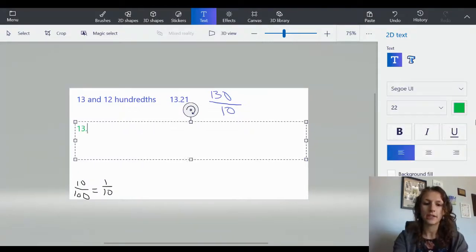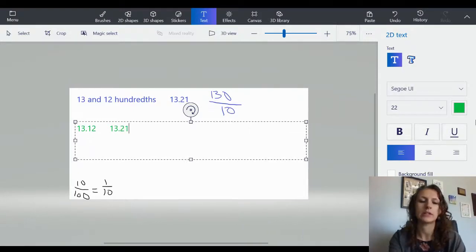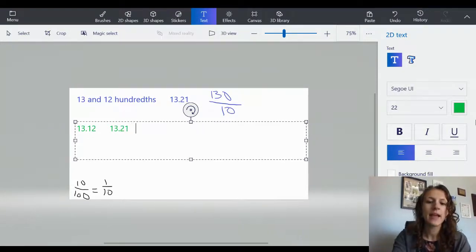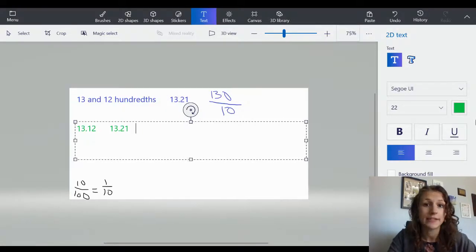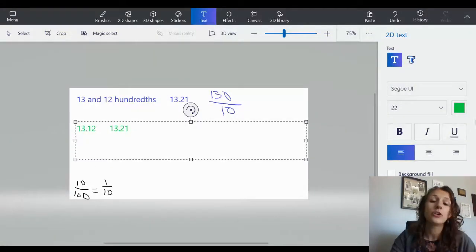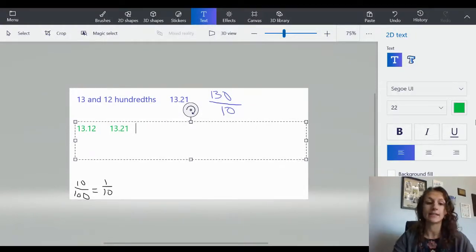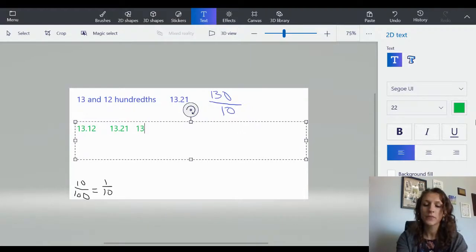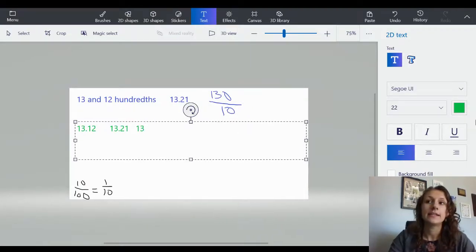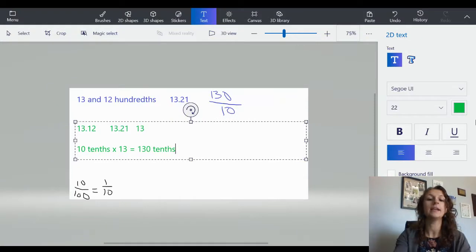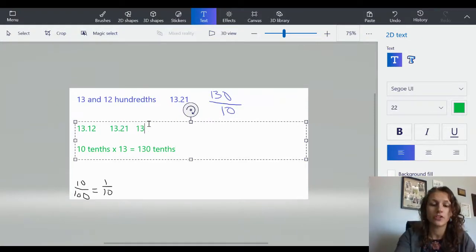So I have 13 and 12 hundredths. The next one is already in decimal form, 13 and 21 hundredths. And lastly, I have 130 tenths. We're going to do the same thing as before. How many groups of 10 tenths can I make from 130 tenths? The answer is 13 because I can do 10 tenths 13 times. I'm going to write that down here. I can do 10 tenths 13 times and I would get 130 tenths. I don't have any left over, so it's just 13.